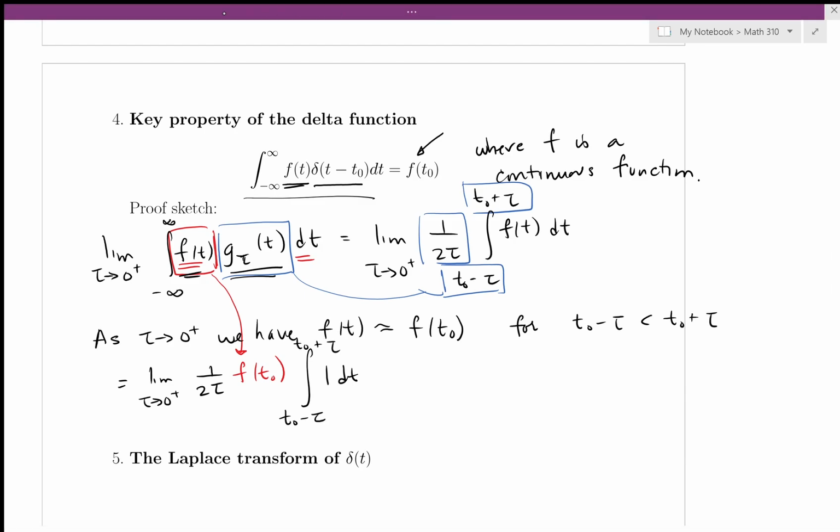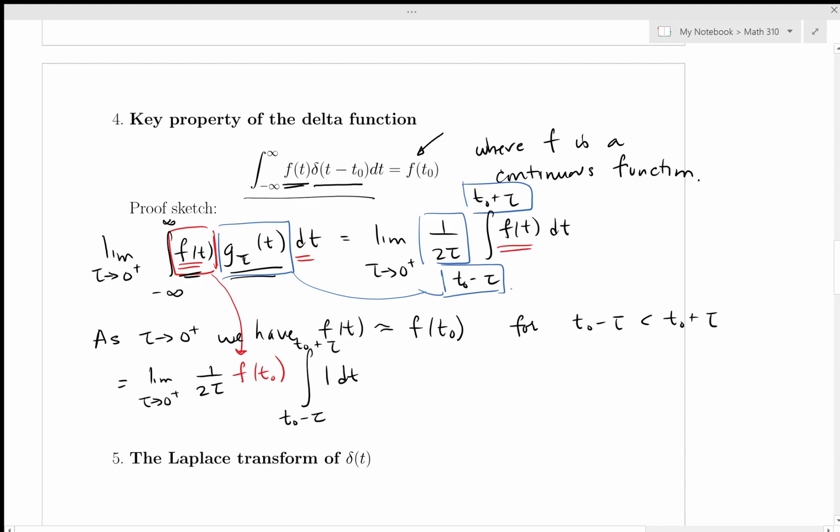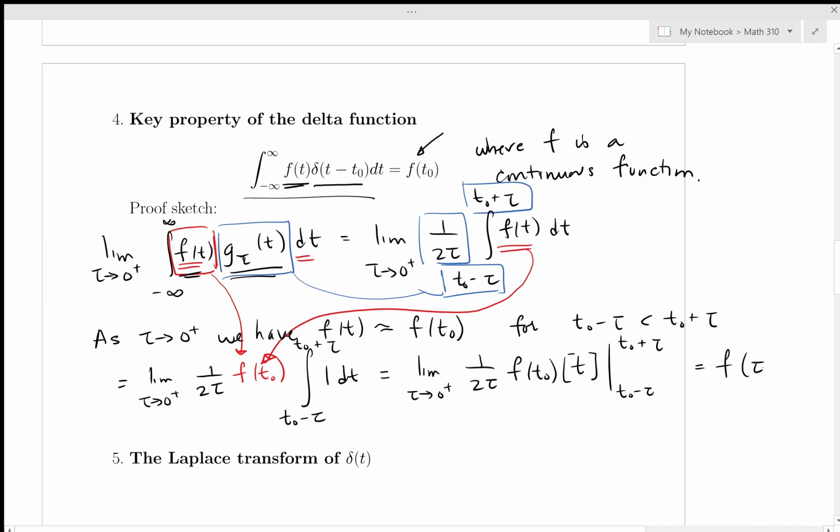In fact, it may have been better to see this coming from right here, f of t, one step further along. It's the same idea, but we've already handled the g of tau in the second step. So now we're here, and we can continue, and then we've got the limit as tau goes to 0 from the right of 1 over 2 tau times f of t naught. And we can integrate 1 dt just as we did before, and that's going to be t evaluated from t naught minus tau to t naught plus tau. And indeed, that is f of t naught as claimed.